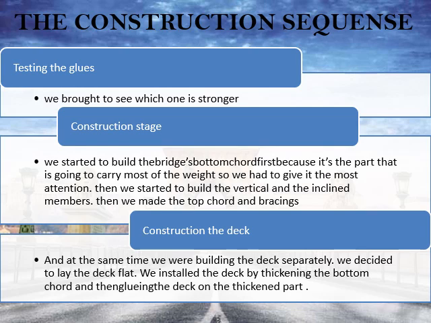At the same time, we were building the deck separately. First we thought of laying the sticks on their edge along the bridge, but we calculated the number of sticks needed for that design, and it was so many sticks that it was going to make the bridge so heavy, so we excluded this idea. In the end, we decided to lay the sticks flat across the bridge and support them with another layer underneath. We installed the deck by thickening the bottom chord and then gluing the deck on top.